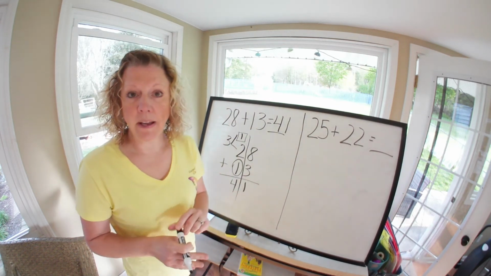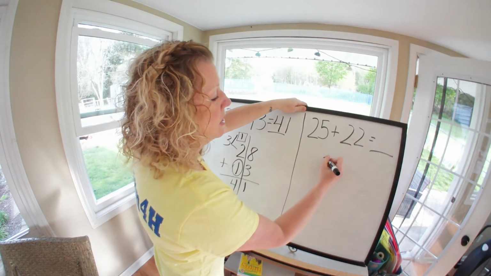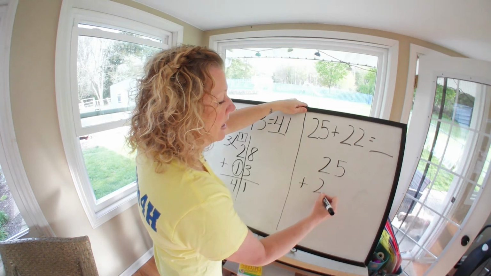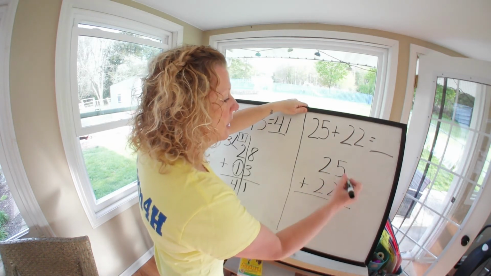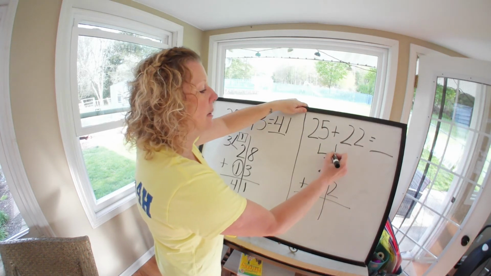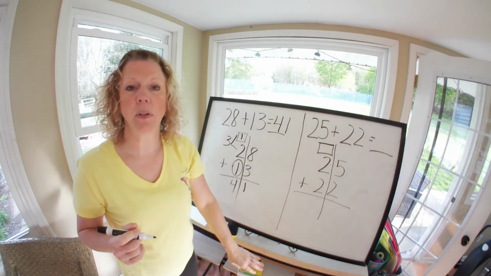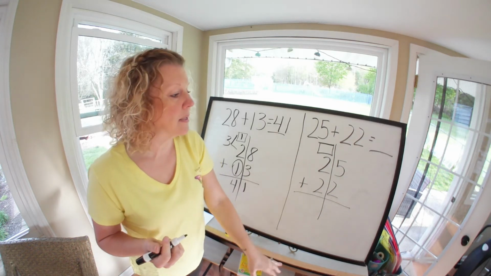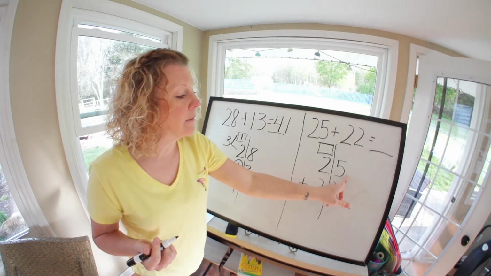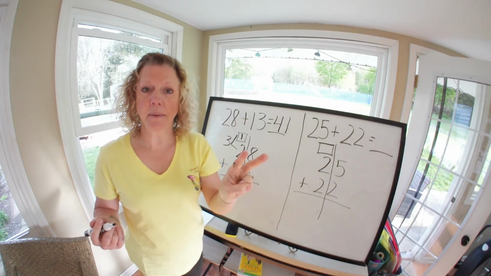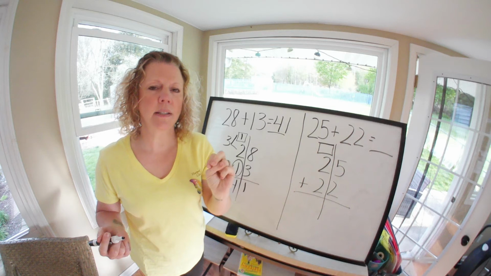Now, 25 plus 22. So what I want you to do is rewrite the problem, just like this. So you're going to line them up properly. You're going to make sure you put a line down the middle to make sure they're lined up, and you're going to draw your box. Okay? Now, we always start with the ones, so we're going to go over to the ones. I have 5 plus 2. 5, 6, 7.